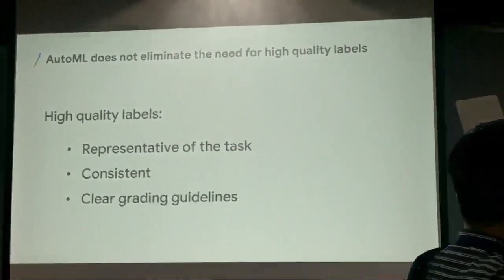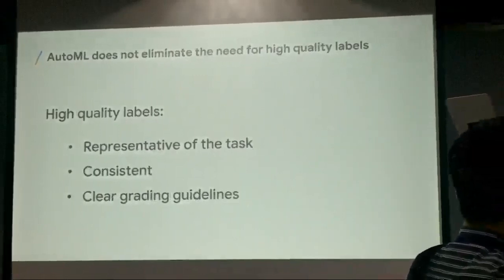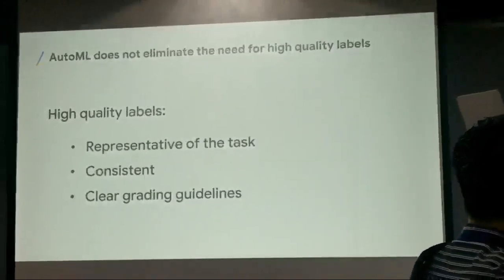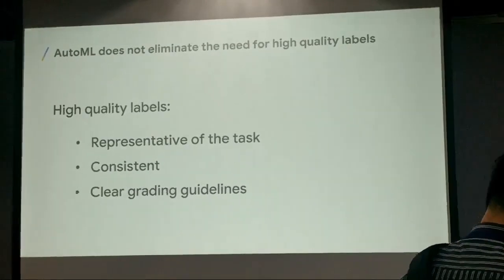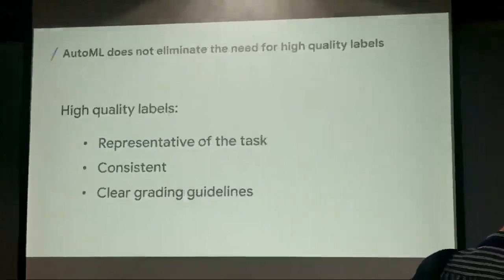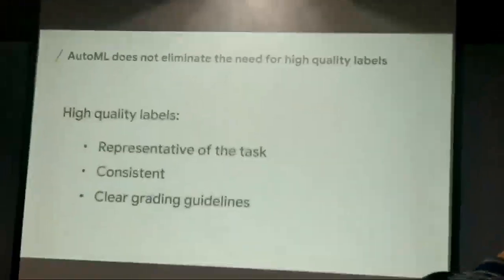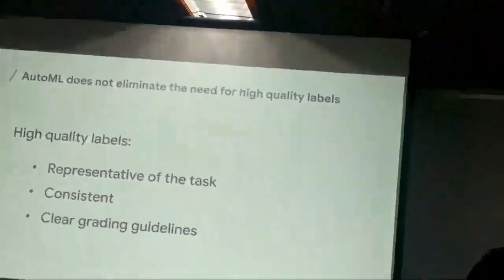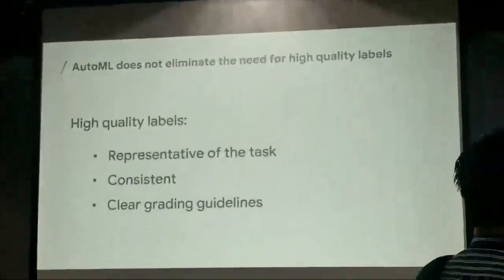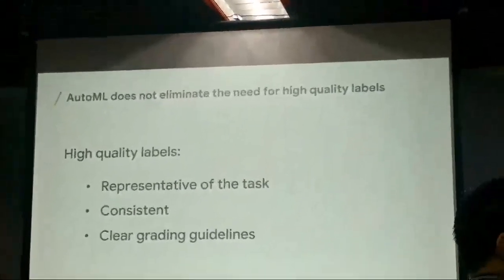But AutoML does not eliminate the need for high-quality labels. And when we say high-quality labels, what we mean is labels that are representative of the task, that are relevant and useful, and help us answer the question we want to answer. They are consistent. A cat is always a cat, or at least almost always a cat. And high-quality labels come from clear grading guidelines that allow graders to align and give consistent ratings.